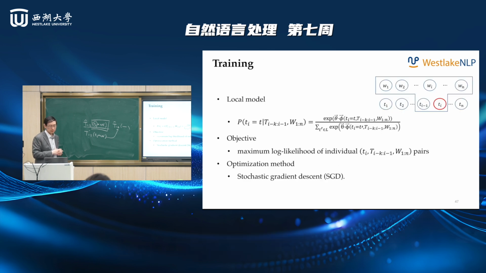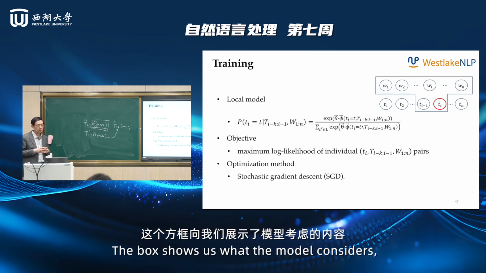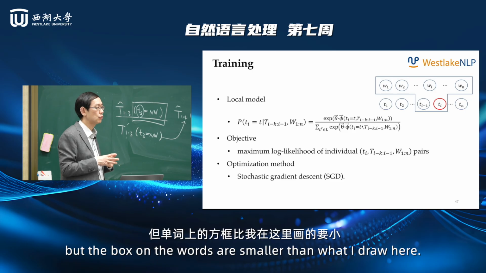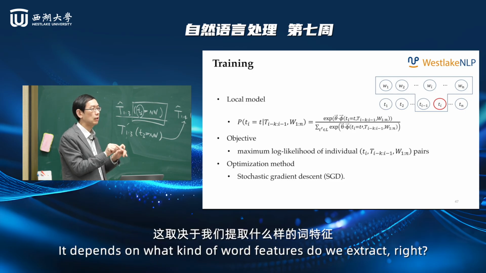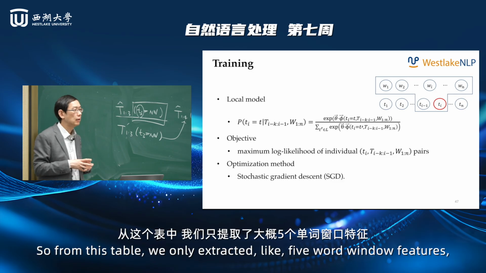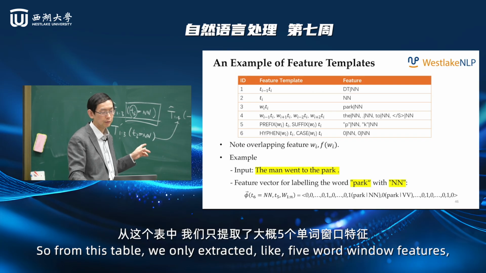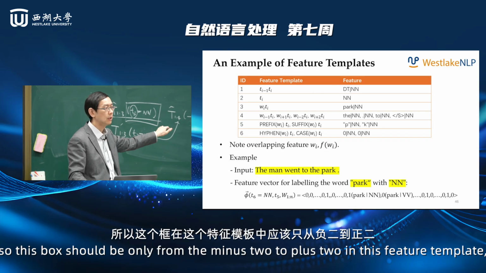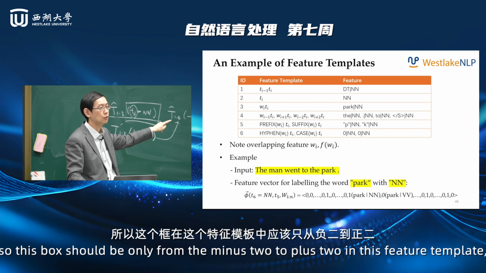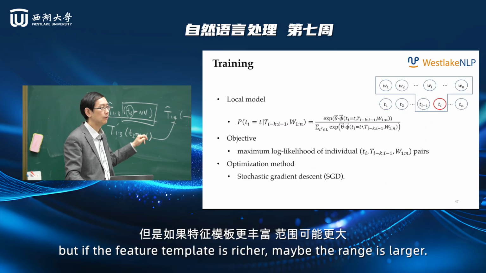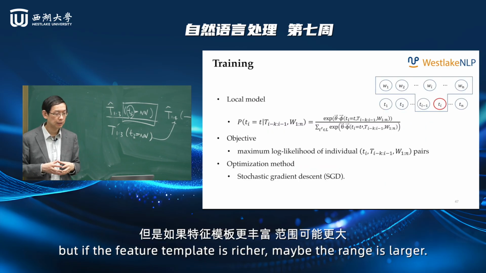All right, so this is the model. The box shows us what the model considers. But the box on the words is smaller than what I draw here. It depends on what kind of word features we extract. From this table, we only extracted 5 word window features, so this box should be only from -2 to +2 in this feature template. But if the feature template is richer, maybe the range is larger.